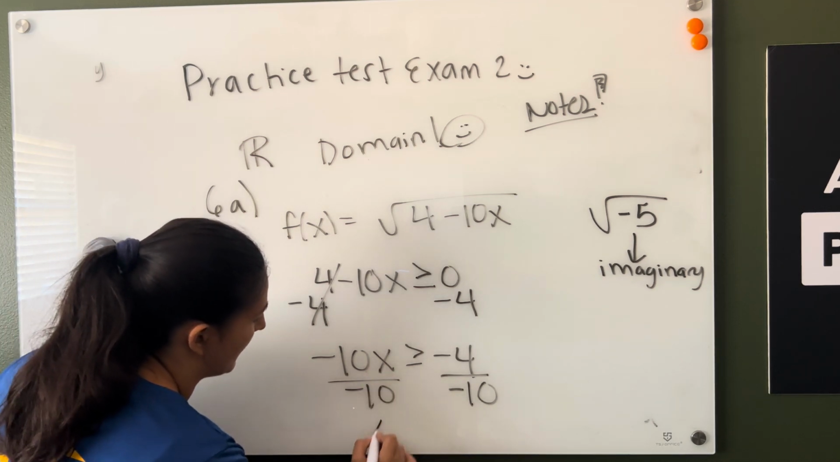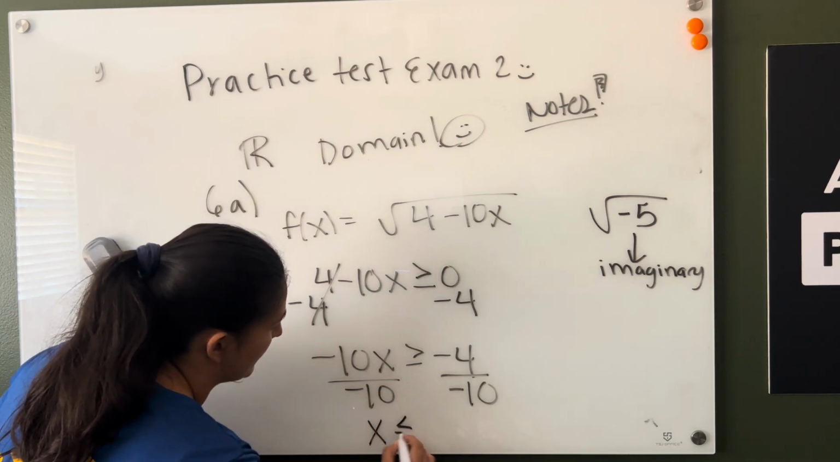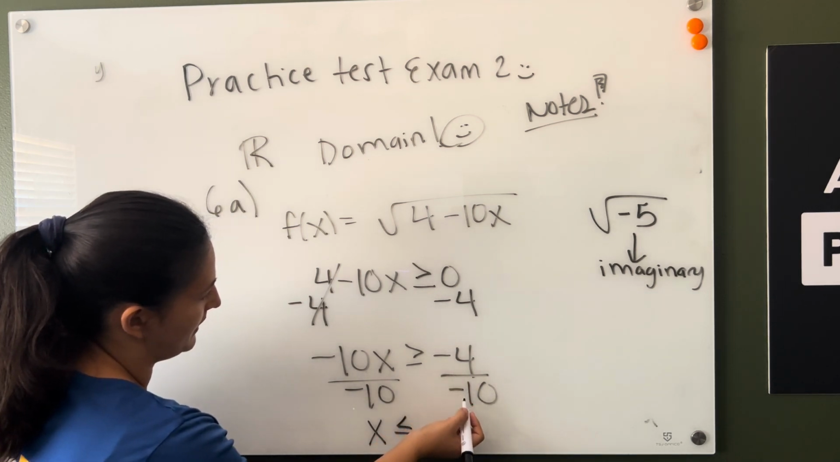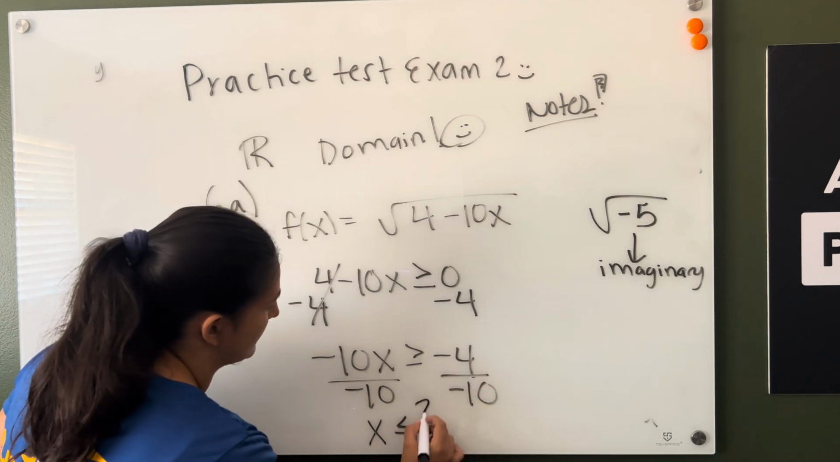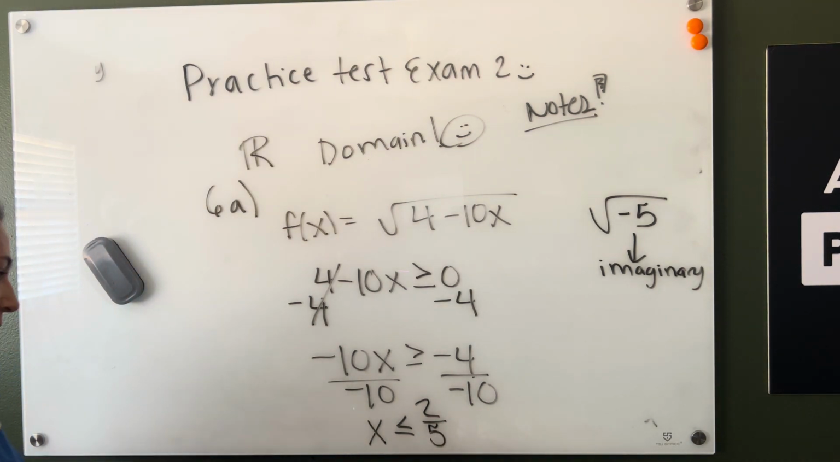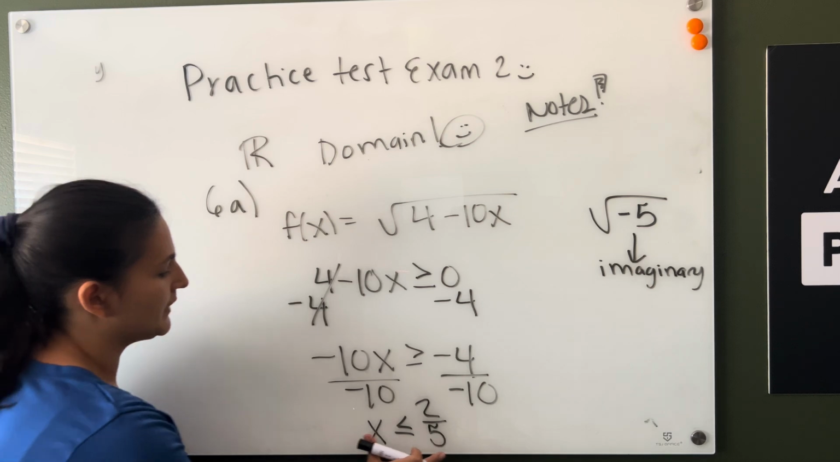So it's going to be just x on the left is now going to be less than or equal to, and then of course this you can simplify, right? A negative divided by a negative is a positive, and 4/10 is the same as 2/5, when you simplify. And divide by 2 on top and bottom. Right, so now I have to write this in interval notation.